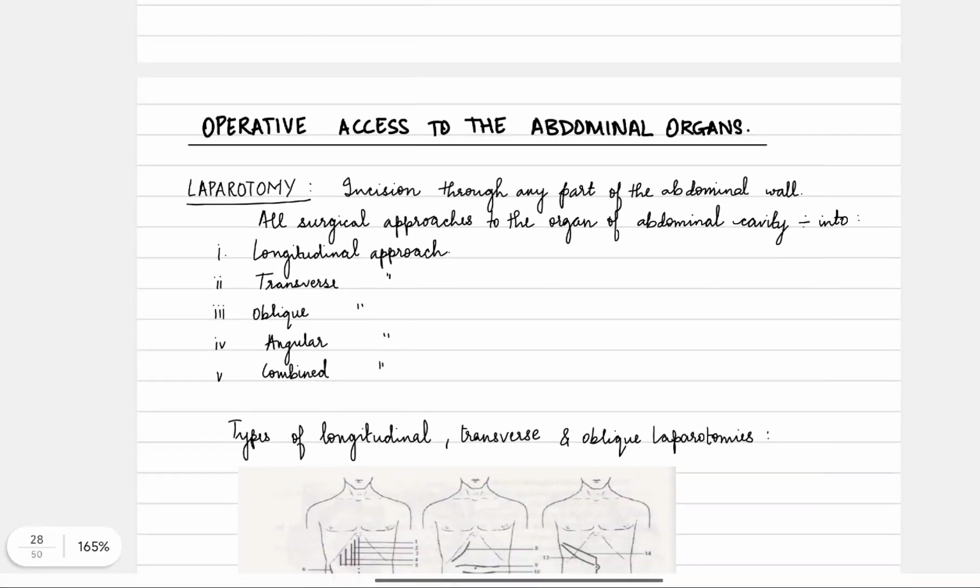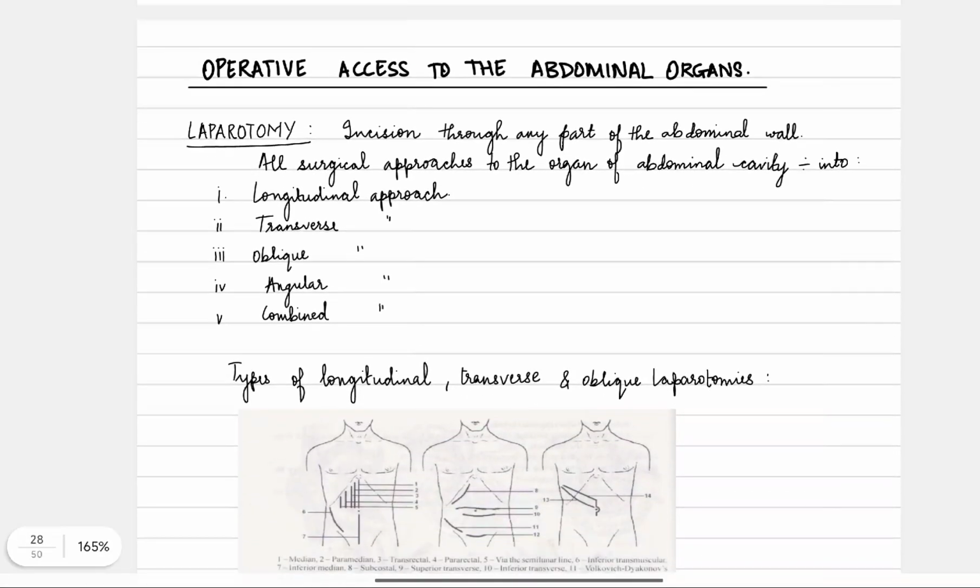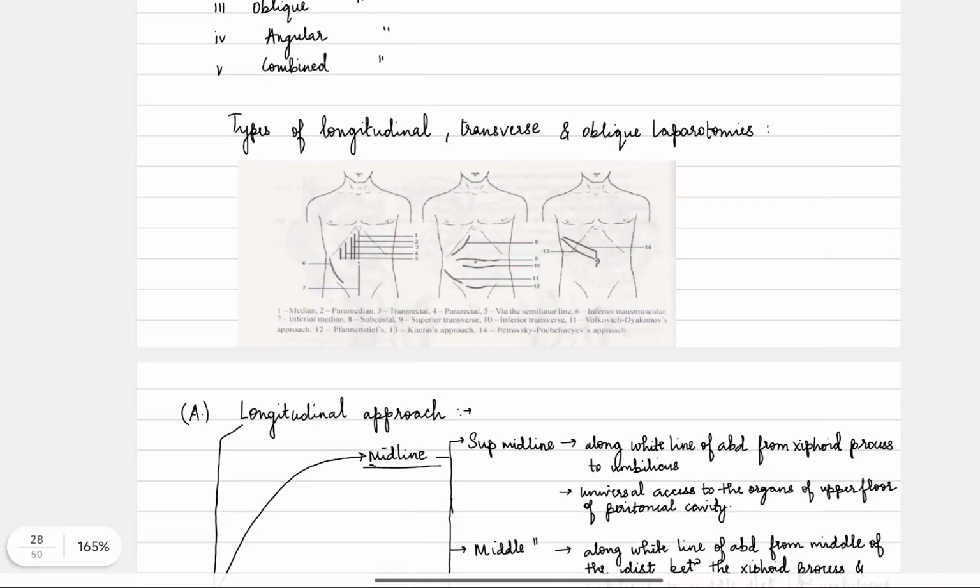Fine. Next is operative access to the abdominal wall. Now, what are the operative accesses? First is laparotomy. Do an incision through any part of the abdominal wall. All the surgical approaches to the organs of the abdominal cavity are divided into longitudinal, transverse, oblique, angular, combined. Now, types of longitudinal, transverse and oblique laparotomies.